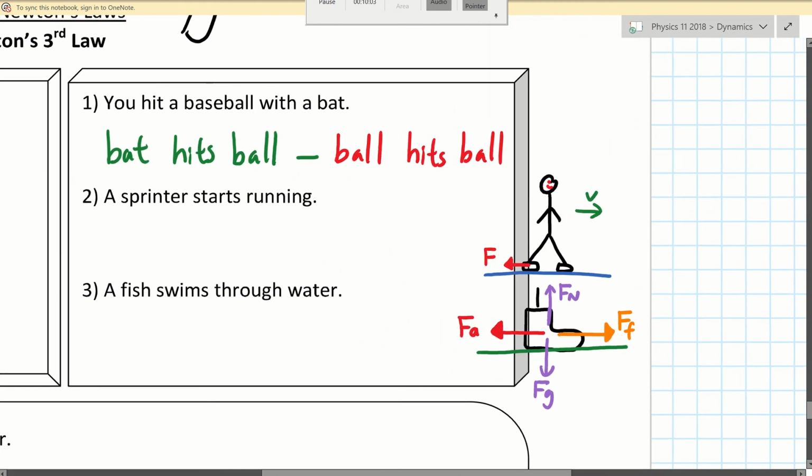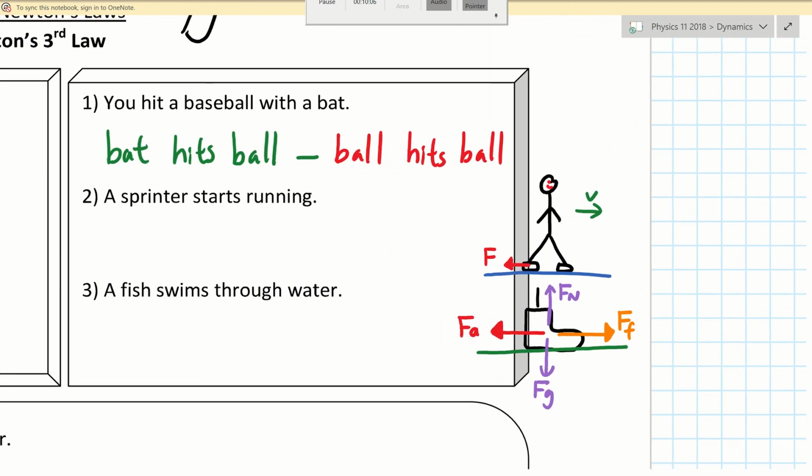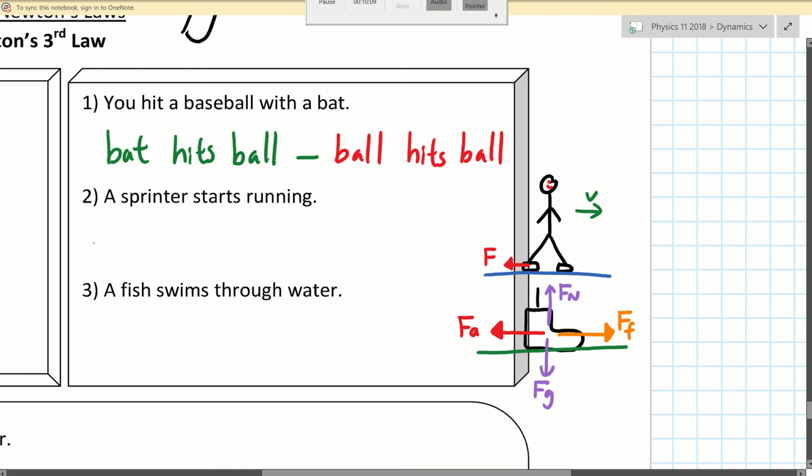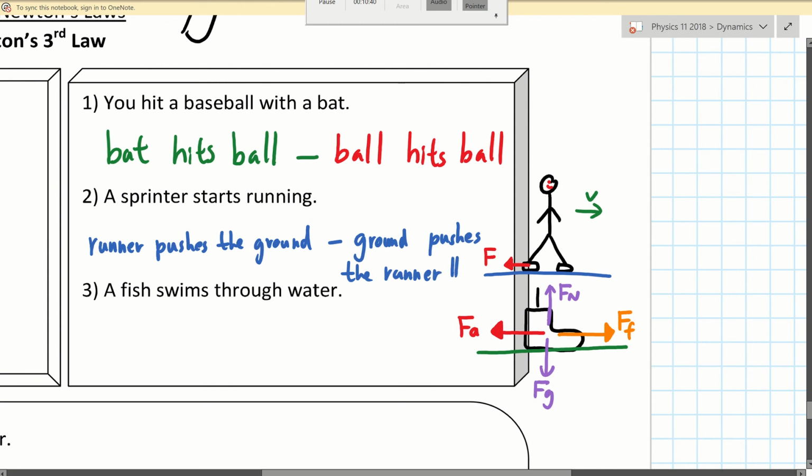Okay, so what is the force pair in this situation? A sprinter starts running. So basically, the runner pushes the ground. So that is one force. The runner pushes the ground, and the ground pushes the runner. Okay, so that's the force pair.